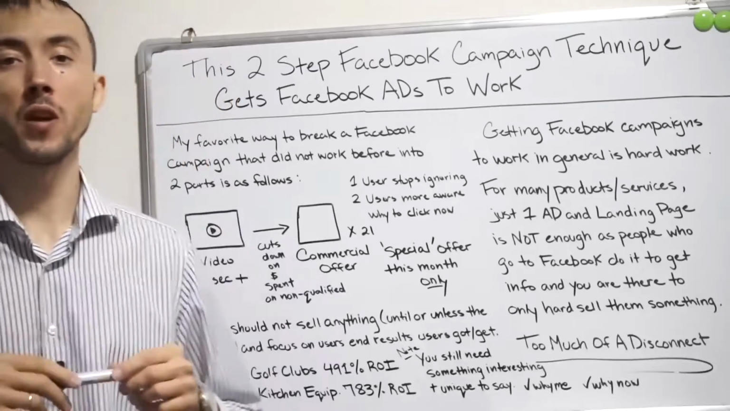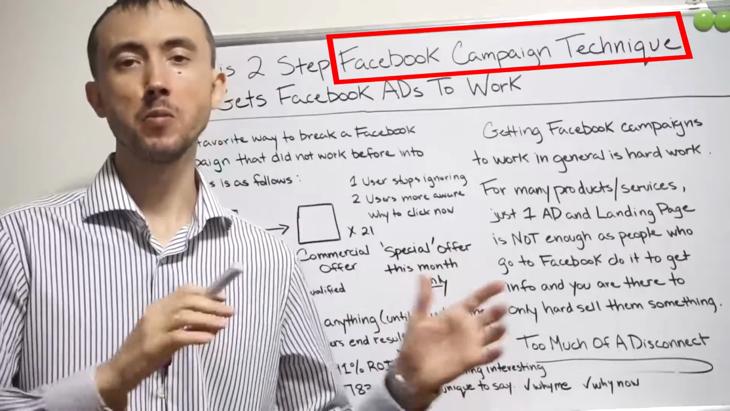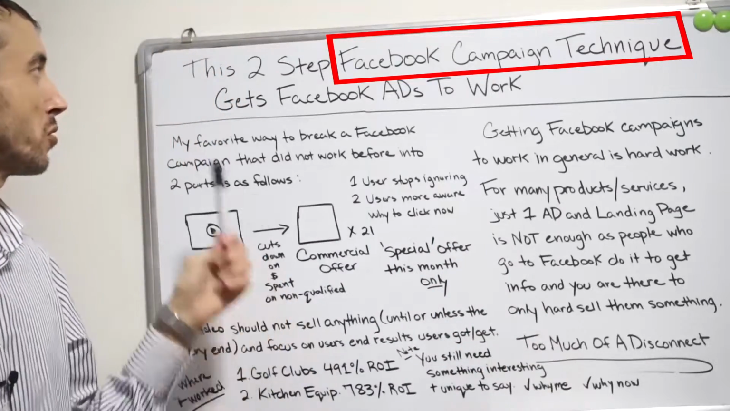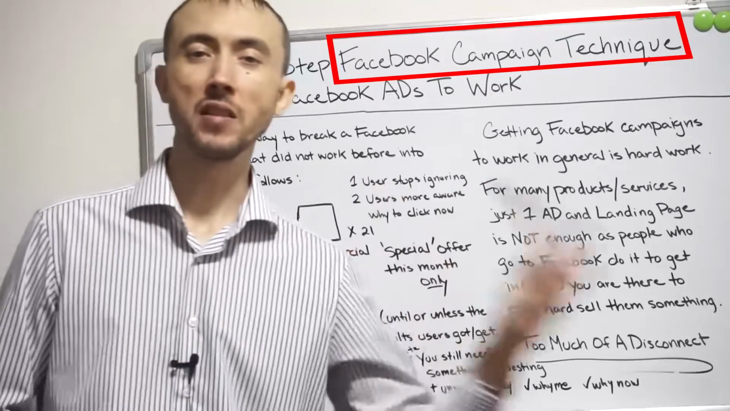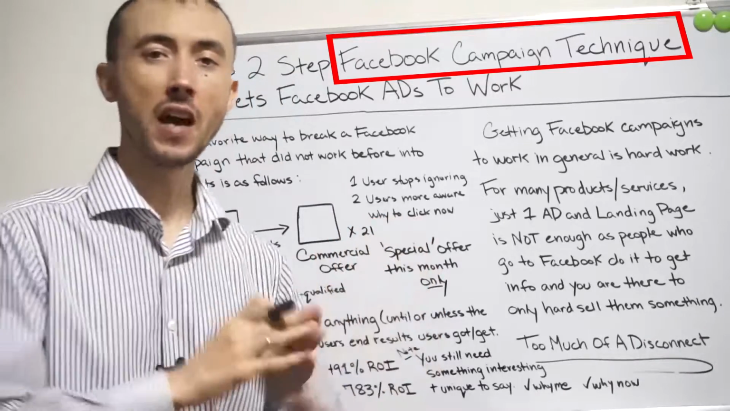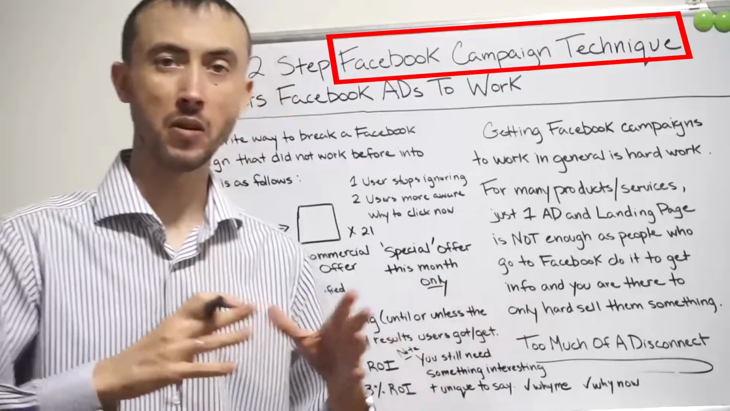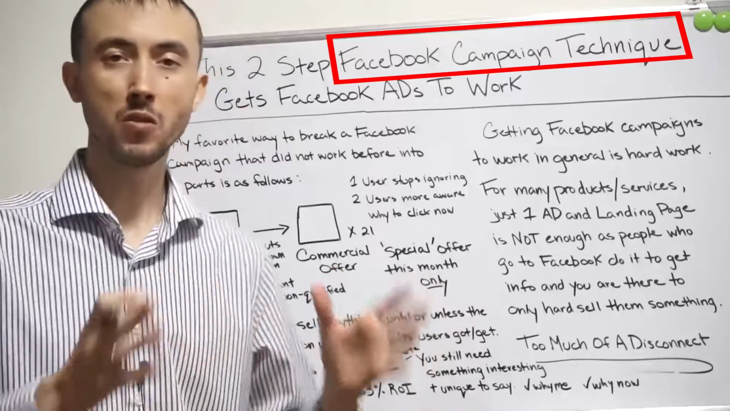Okay, today's video we're going to talk about Facebook campaigns, and I have a very specific method that can get your Facebook campaigns to work. This is the two-step method that I use to get Facebook campaigns to work when basically nothing else will work. And building upon our last video, I talked about the reason why a lot of people's Facebook ad campaigns don't work, which I'm going to also just rehash for you on this video as well.